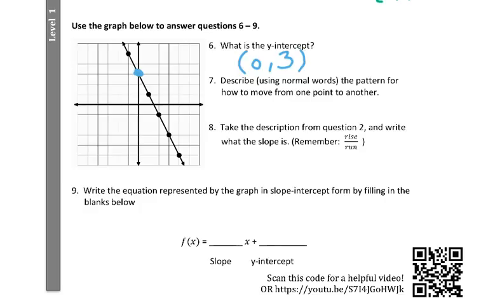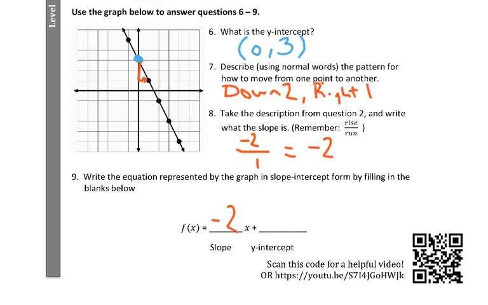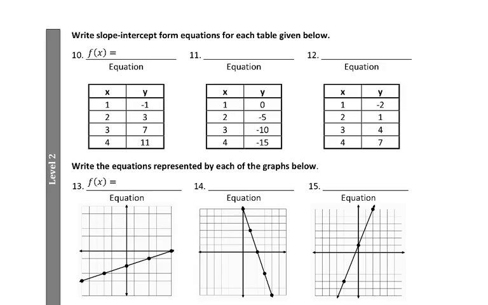Then we describe in words how I move from one dot to the next dot. Okay, so I'm just going to write that I would go down 2 and to the right 1. So I'm going to take that description and put it into math terms. Remember, to go down 2, we would write -2. That's our rise, divided by a positive 1, because that's our run, and then so our slope would equal -2. Then we can go ahead and write that -2x + 3 right there. That's our function.